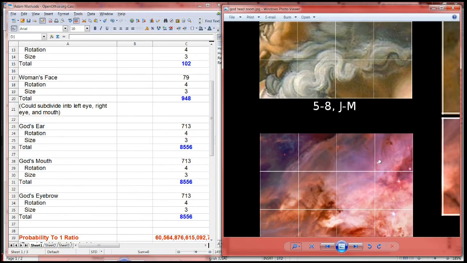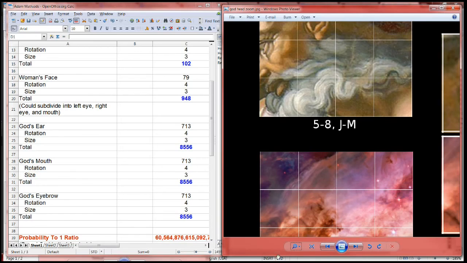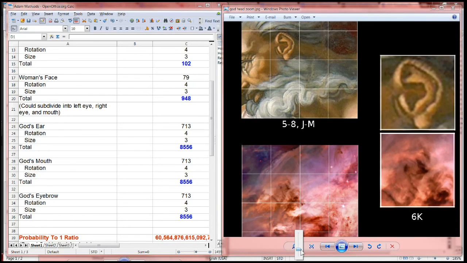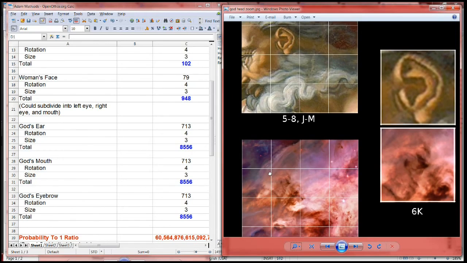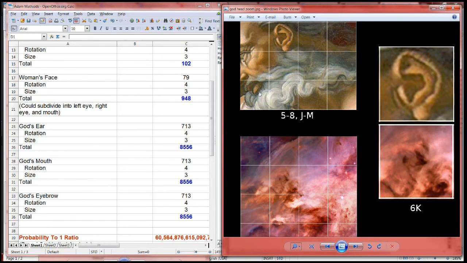And this is God's eyebrow. Now what we'll do, it's always helpful to compare against the other relative locations. We've already seen where the ear and the mouth are relative to each other. Now we have the eyebrow. And you can see that there is a line that goes across the bottom of this that represents the eyebrow, and we can see that the same thing exists right here.